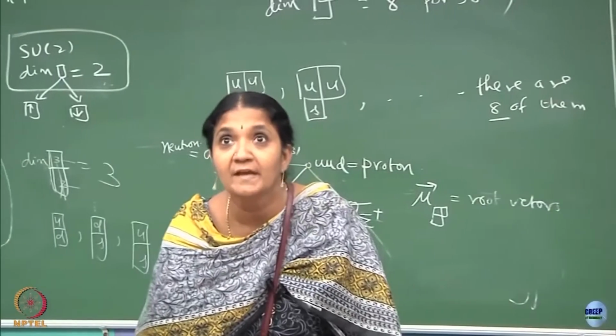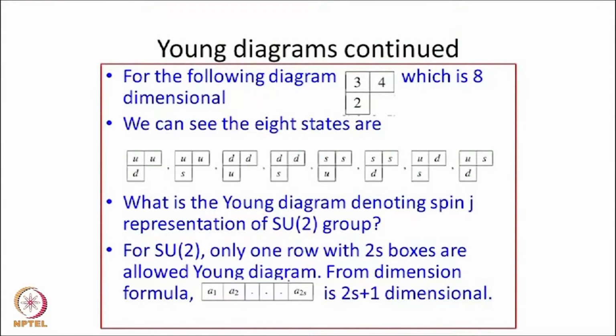Okay, coming to the slides. For SU2 only one row with 2s boxes is allowed in the Young diagram. From the dimension formula you can show that the dimension is 2s plus 1. Incidentally, the 2s could be an even integer or an odd integer. s is not giving you j, or s could be half odd integers also. So 2s need not necessarily be an even integer. For s being half odd integer, 2s gives you an odd number of boxes.